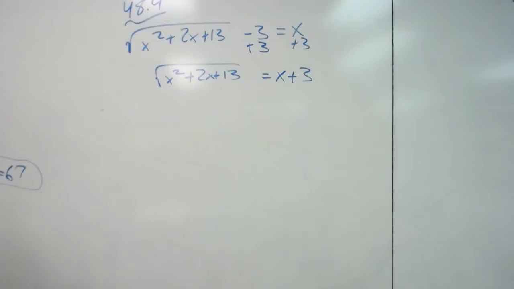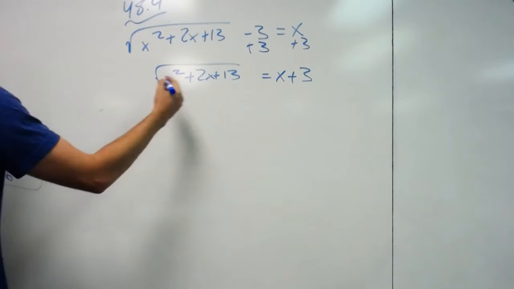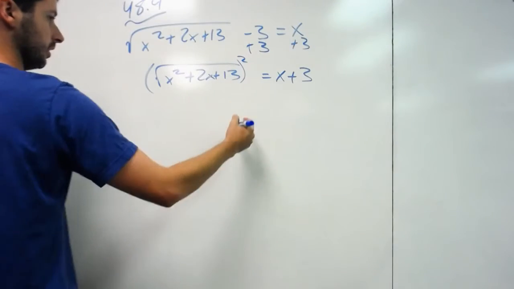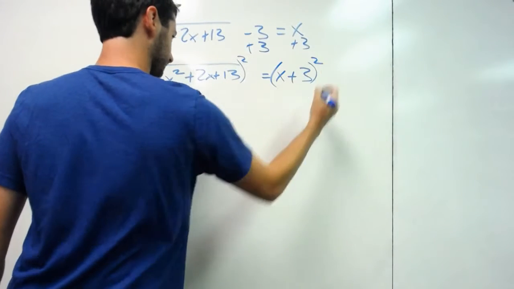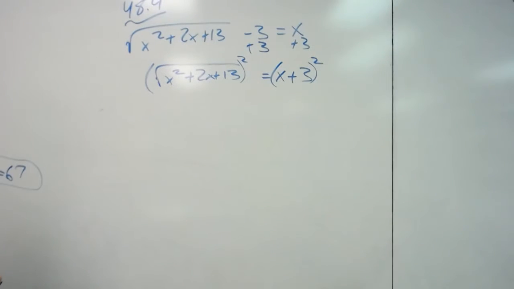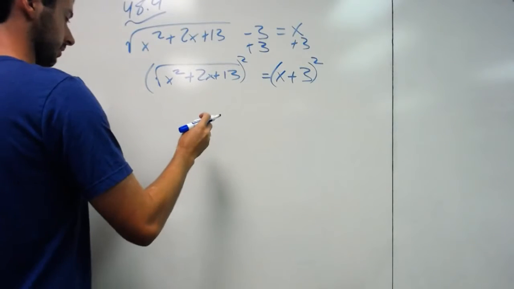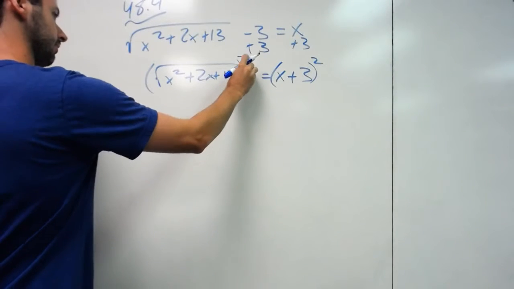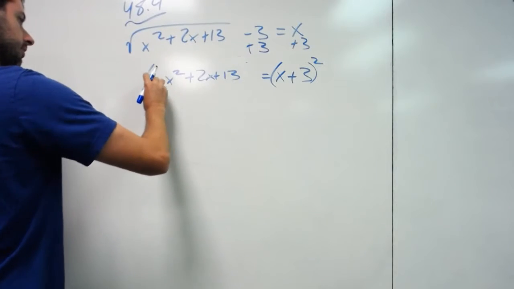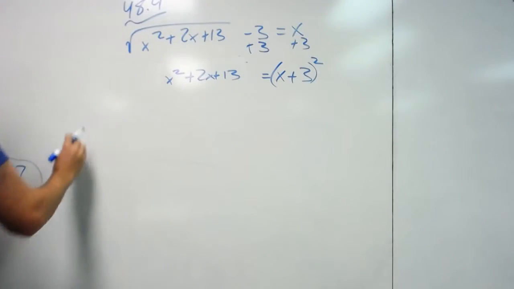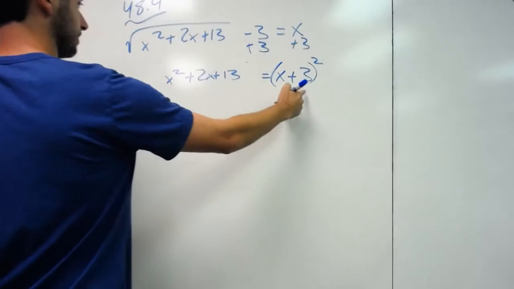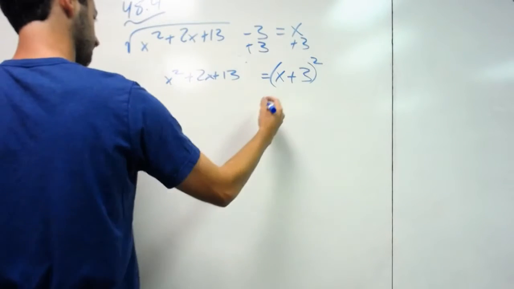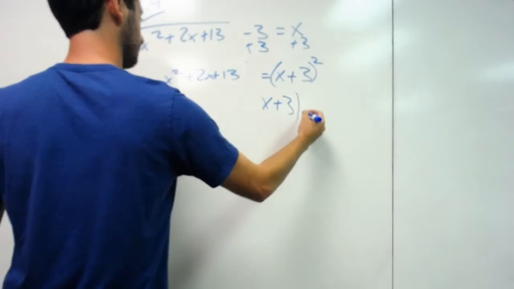So you can see this one's going to be a little more work, because when we square this side, in order to square this, we have to put it in parentheses, like so. So we got x plus 3 squared equals just x squared plus 2x plus 13. Now remember, when we have x plus 3 squared, we don't distribute, we have x plus 3 times x plus 3.